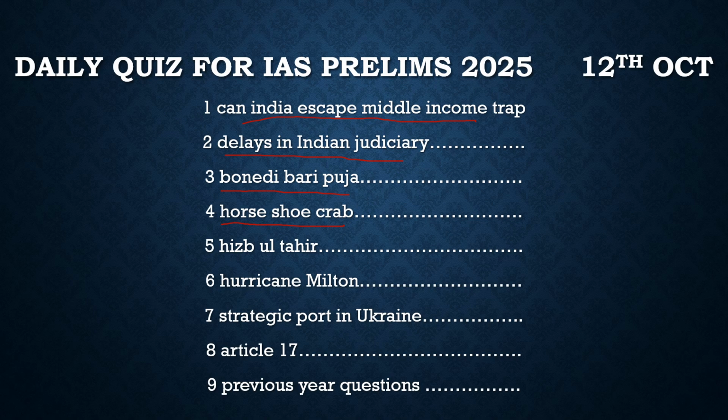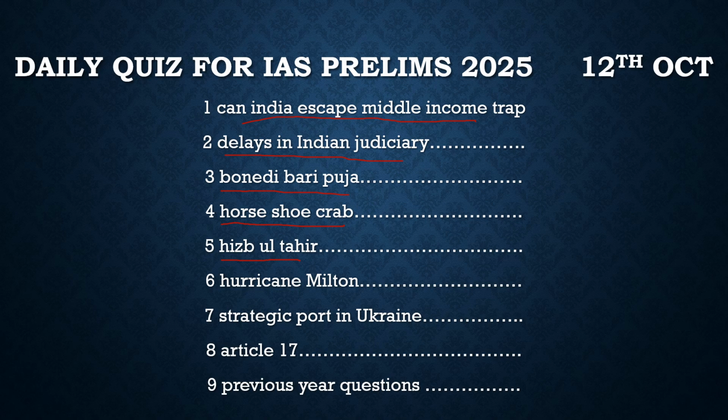After this, there was another article. It is about Hizb ut-Tahrir. They proclaimed that they are a social group active in the Tamil Nadu region. But recently, the Home Ministry under the UAPA declared them a terror organization. So we need to know about it.